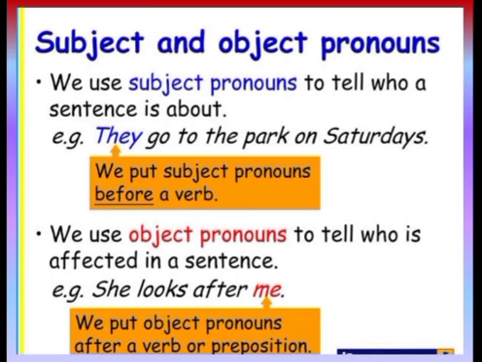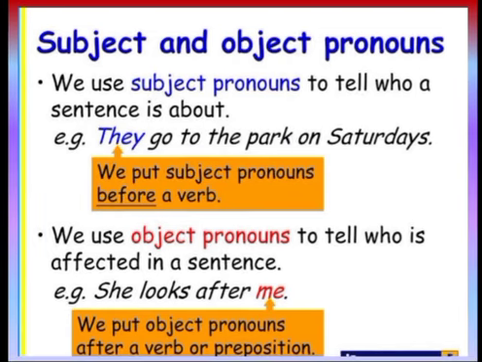Now, here on this slide you can see both subject and object pronouns together. So students, you must have understood till now that we use subject pronouns to tell who a sentence is about, that is the subject. And we use object pronouns to tell who is affected in the sentence. An example is, they go to the park on Saturdays. Here we are putting the subject pronoun before a verb. So always remember it comes before a verb.